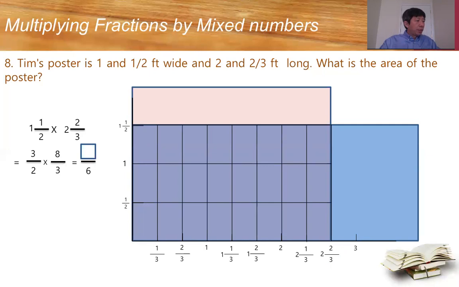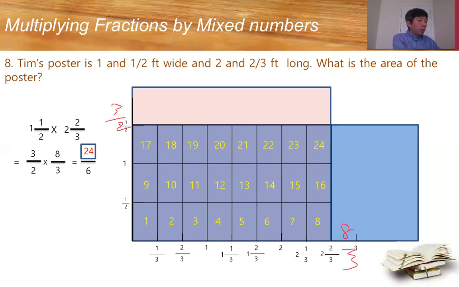So therefore, how many boxes do we have there? 1, 2, 3, 4, 5, 6, 7, and so on, up to 24. All right, and this is 3 over 2, and this is 8 over 3. Now 3 times 8, which is how many? 24. Did you see 24 there? Visually, yes.